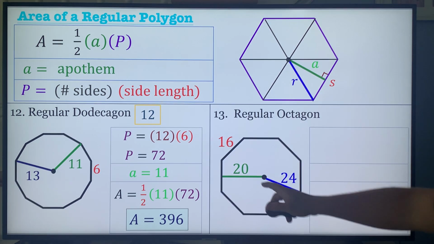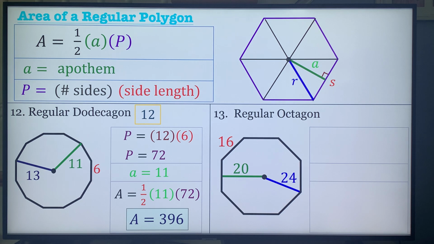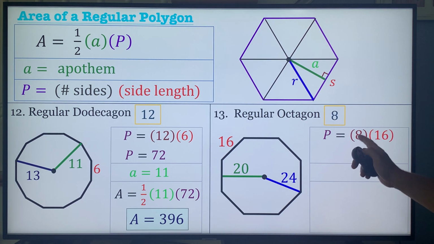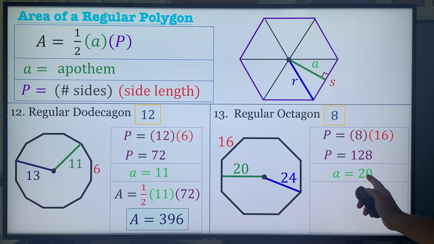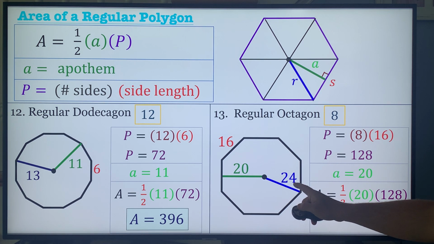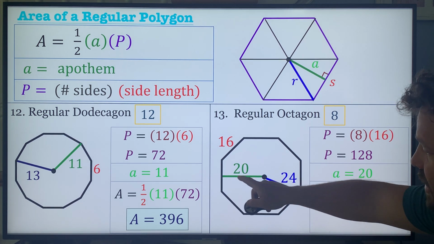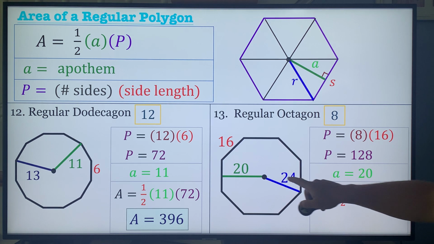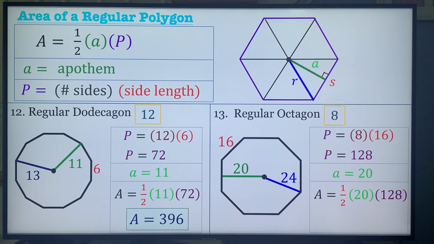This figure right here, see how this goes to the midpoint of the segment. Octagon has 8 sides, right? Perimeter is 8 times 16, which is 128. Apothem is 20, so it's 1/2 of 20 times 128. The 24 is only good if I'm not given the apothem or a side length, because then you can use the Pythagorean theorem to chop the side length in half and do a squared plus b squared is c squared. But we didn't need to do that.